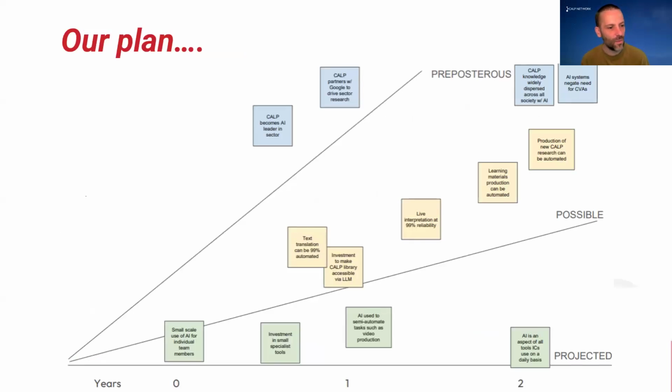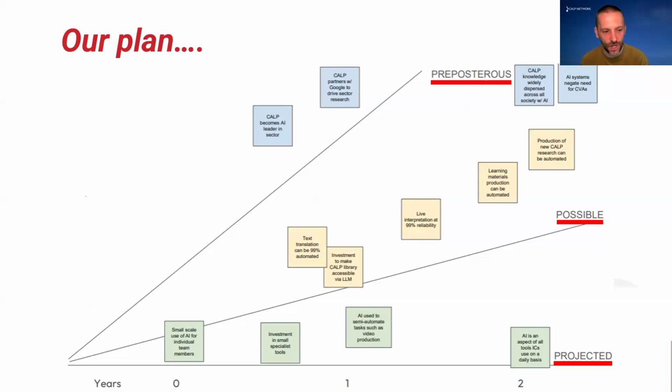So we started out, we didn't have a roadmap because we realized it was too strict, and things were changing too fast. So we came up with what was called a futures cone, listing the use cases between the preposterous, the possible, and the projected. The preposterous were things that were never going to happen, like all time and resources going to CALP becoming an AI leader in the sector. That's not what we're about. We've already got a focus, humanitarian cash.